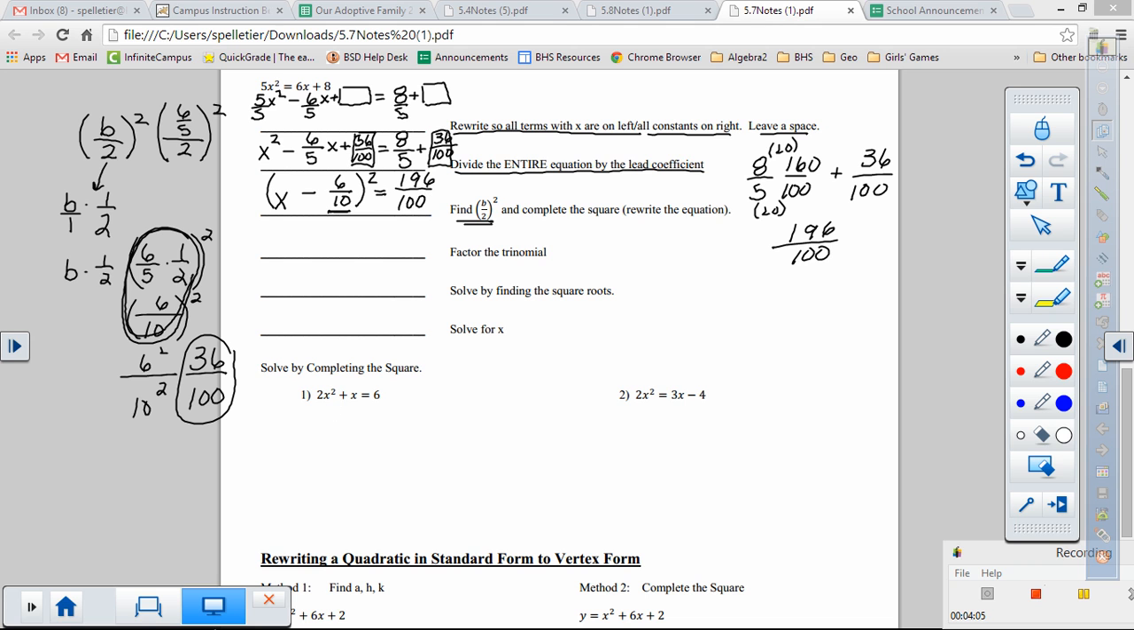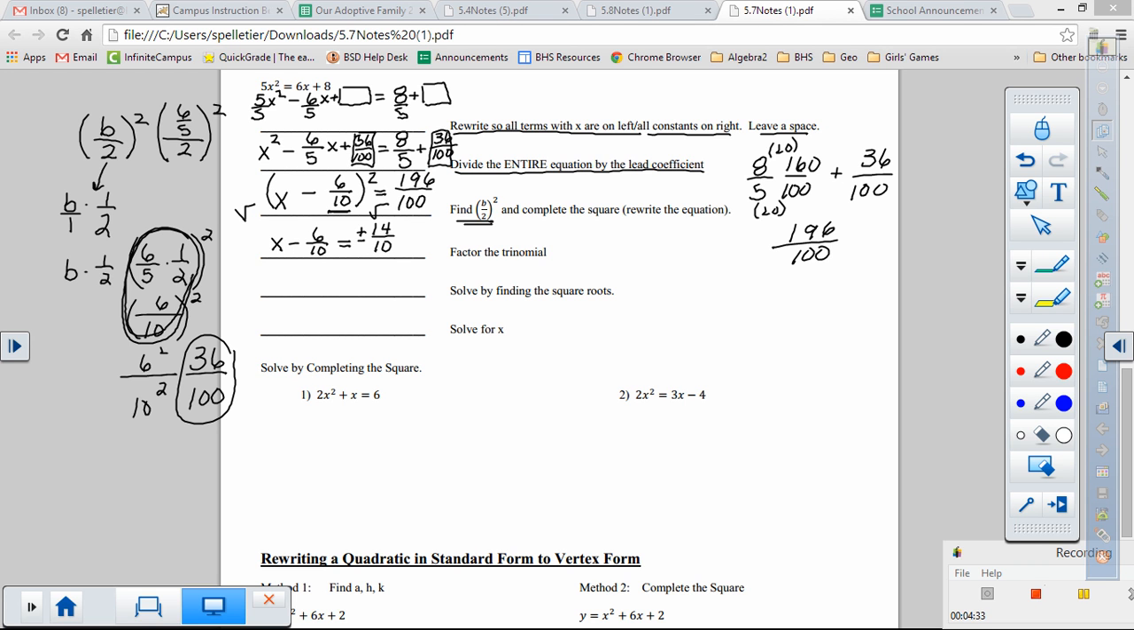Okay, these problems that have a coefficient greater than 1 are pretty sloppy, so you have to be very careful about what you're doing. Now I'm going to square root both sides. When I square root the left and I square root the right, I get x minus 6/10 equals the square root of 196, which, lo and behold, is a whole number, 14. And the square root of 100 is 10.